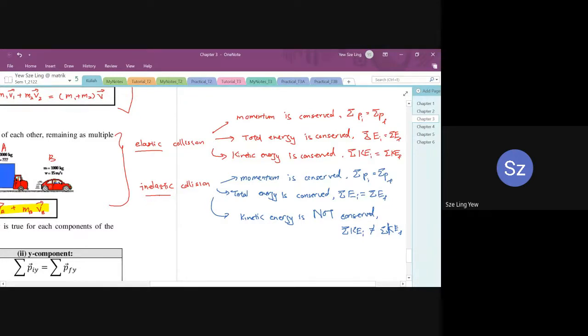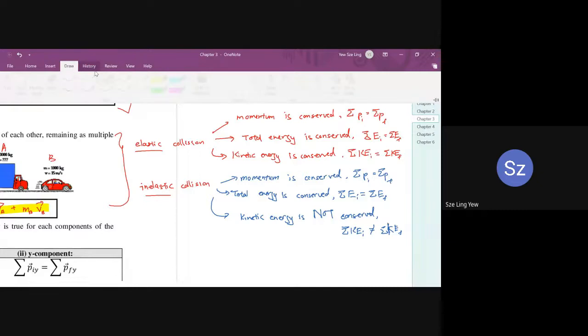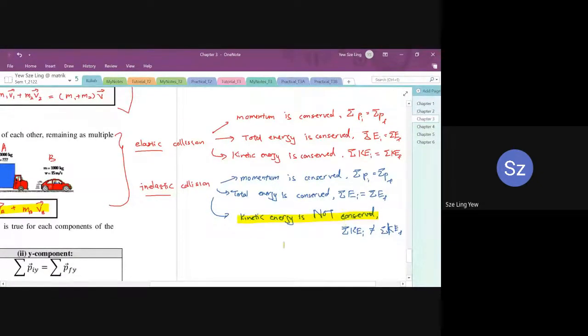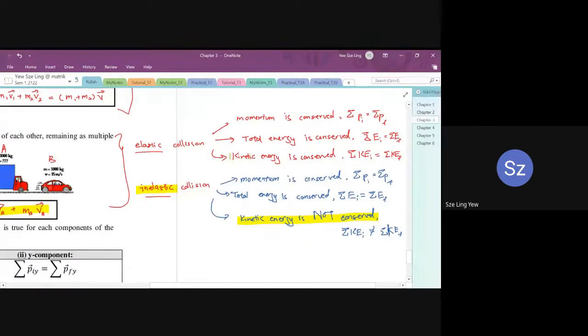So therefore, before collision, maybe the two of them have 100% kinetic energy. After collision, maybe they have 90% kinetic energy plus 10% energy loss. But the total is still 100%. So therefore, you can only check with kinetic energy. If kinetic energy is not conserved, then it belongs to inelastic collision. If kinetic energy is conserved, then it belongs to elastic collision.